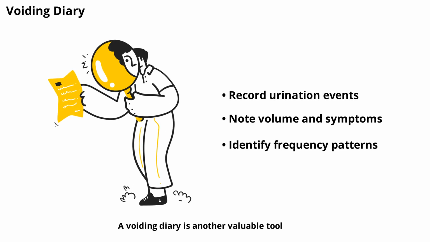A voiding diary is another valuable tool. You'll be asked to record every urination event, including time, volume, and associated symptoms, over several days. This detailed record helps the doctor identify patterns, such as frequent urination or small bladder capacity, which are common in IC. The diary also provides objective data to support the diagnosis.